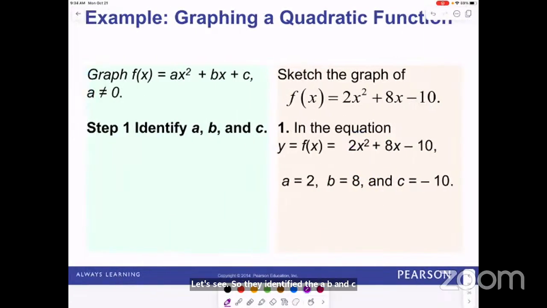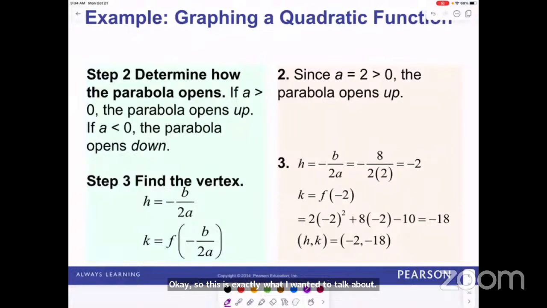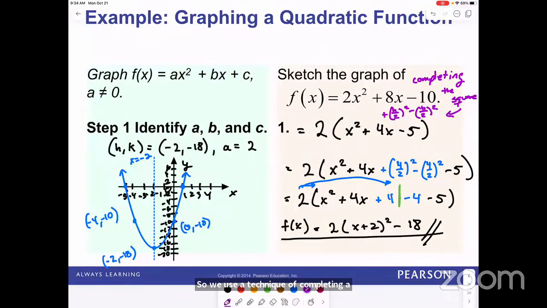Okay, so this is exactly what I wanted to talk about. I'm glad this was here, and I'm glad we took the time. So we use the technique of completing the square. There's actually another one that is a shortcut, quote unquote. It's called the vertex formula, right? So where we use completing the square to find the vertex, I'll do that in, let's do it in orange right here. The vertex formula, right? The x-coordinate of the vertex is going to be -b/2a, right? So that's the shortcut I wanted to use.